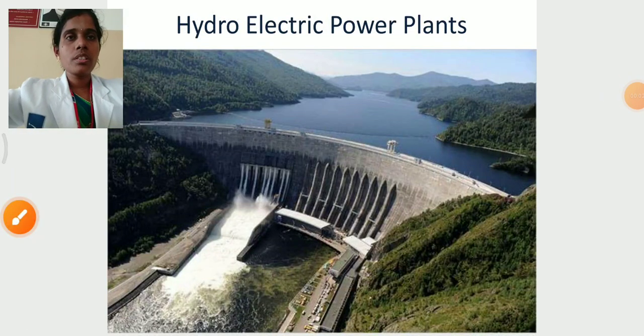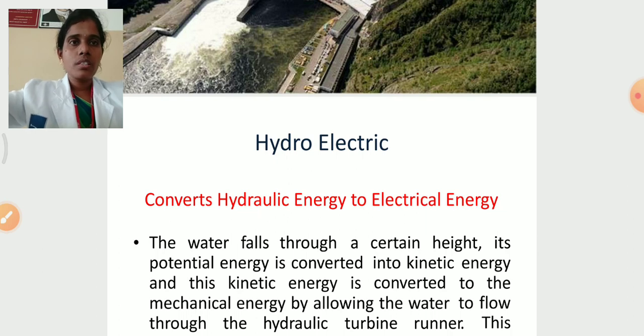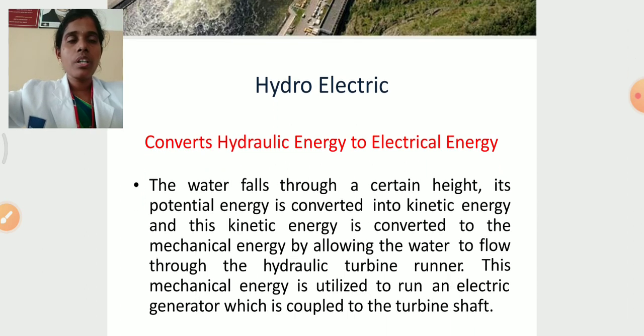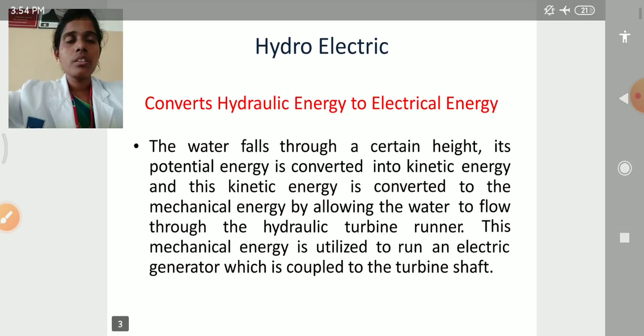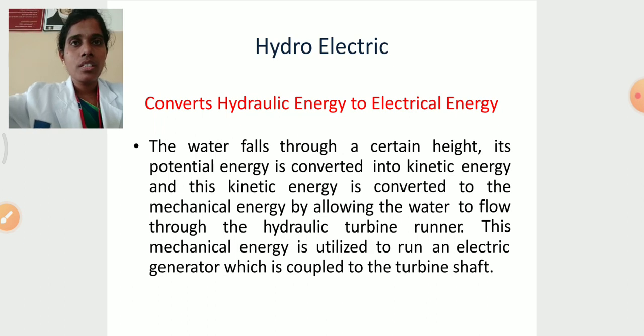So in this video, let us learn about hydroelectric power plants. Hydro is nothing but water. Hydroelectric means electricity is produced with the help of water. Hydro, which means hydel, converts the hydraulic energy present in the water to electrical energy with the help of a generator.